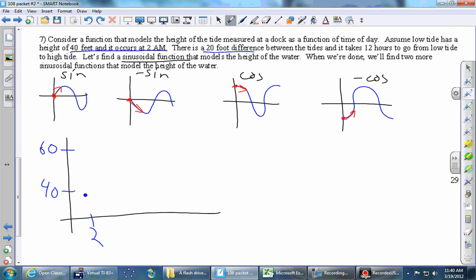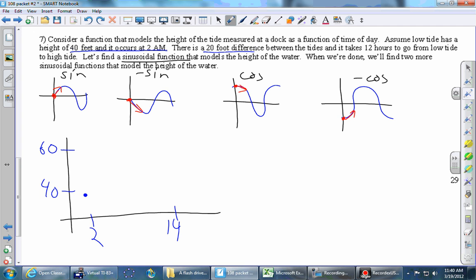So if it was 2 a.m. to get to low tide, when do we get to high tide? 2 p.m. Okay, 2 p.m. doesn't belong out there. What belongs out there? 14. That's what belongs out there, right? AM and PM, they're not good. I don't know if military time is good, but it's better than AM and PM. Certainly in terms of math. You don't want to put another 2 on the x-axis.